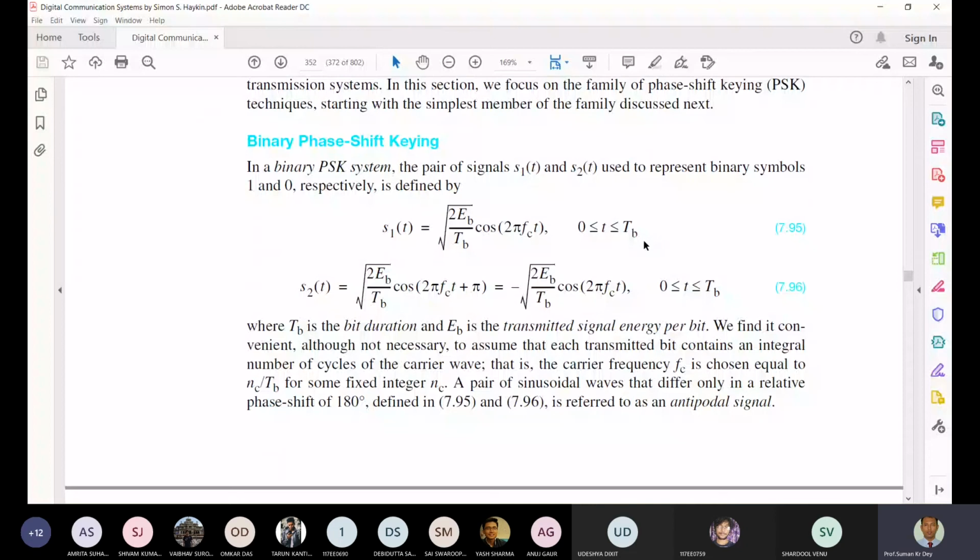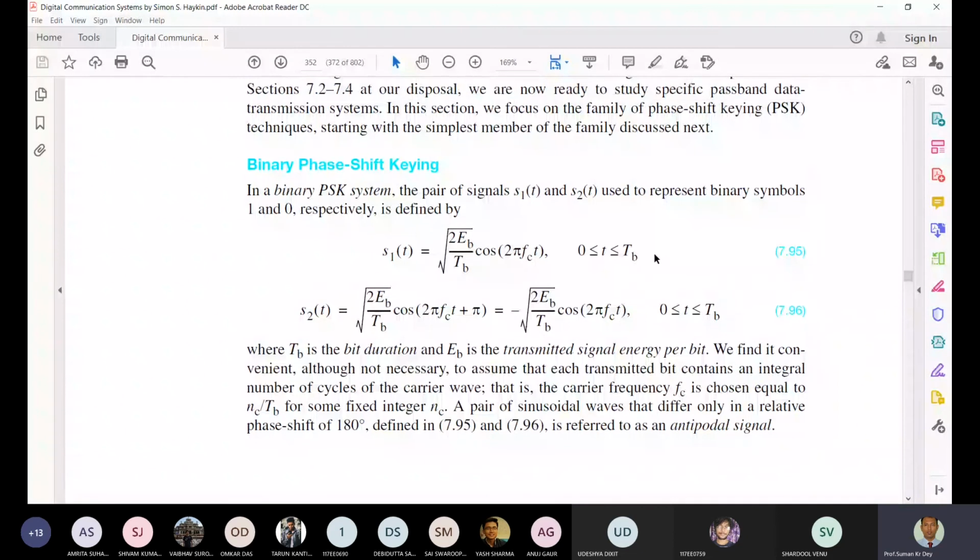In the last few classes we discussed the coherent detection of signals in the presence of an AWGN channel. Now we'll discuss specific data transmission for specific systems. In digital communication, there are three types of modulation: ASK, FSK, and PSK.